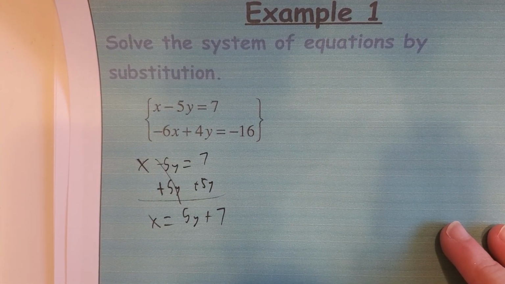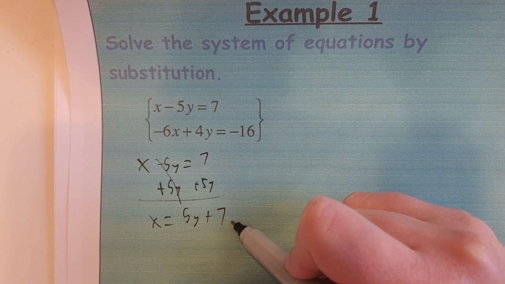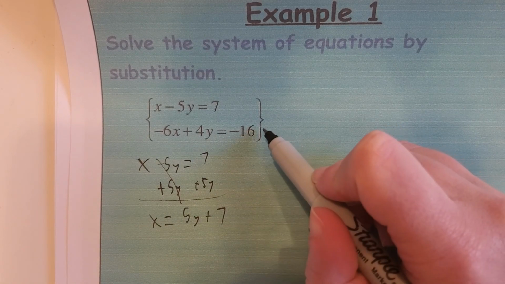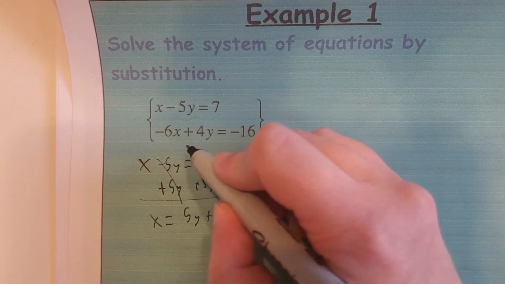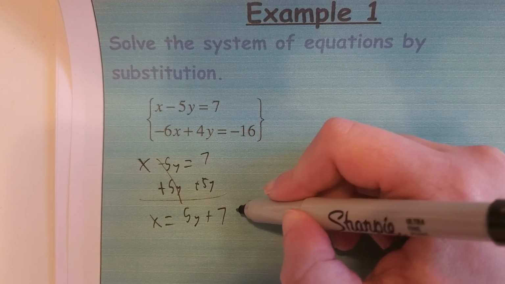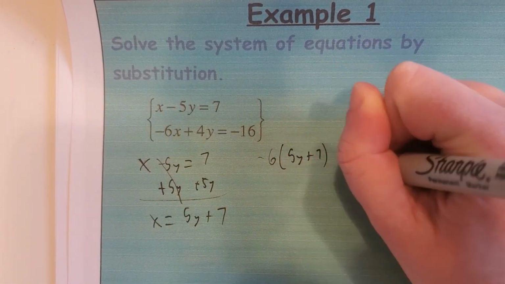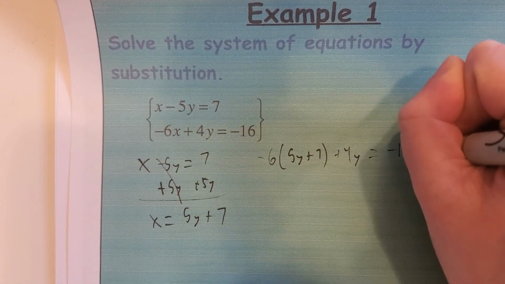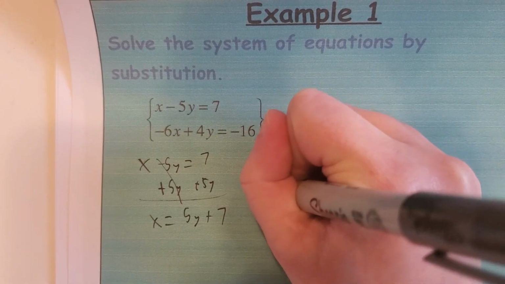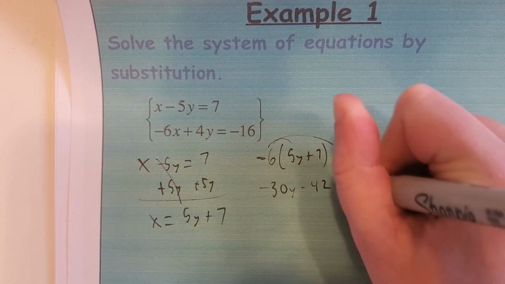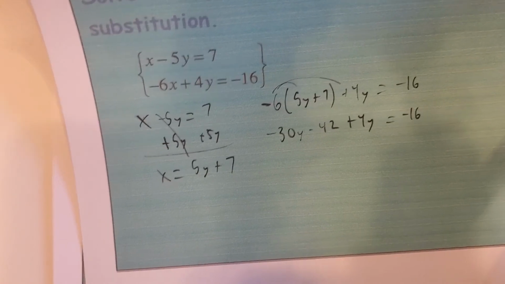After you do this comes the substituting part. You take this 5y plus 7 and substitute it into the other equation that you haven't dealt with yet for x, because that's what we just solved for. So this x right here is getting replaced by 5y plus 7. So it's negative 6 times (5y plus 7) plus 4y is equal to negative 16. We're going to distribute the negative 6. This is negative 30y minus 42 plus 4y is equal to negative 16. And then we just solve like normal.